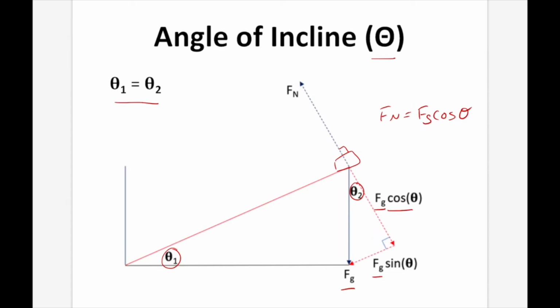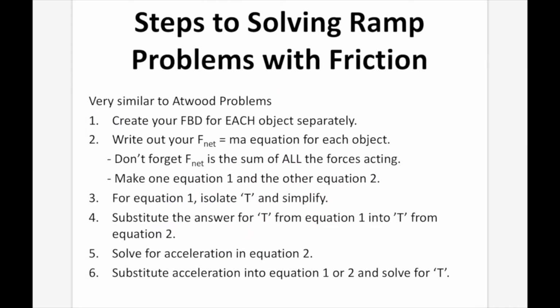So if you have an object, you're going to have a force acting down the ramp that's equal to Fg sine theta. You're going to have a force acting up the ramp that's equal to Fk. You're going to have your Fn that's perpendicular to the surface, and you're going to have your Fg, which is at an angle. So how do we solve our ramp problems with friction?